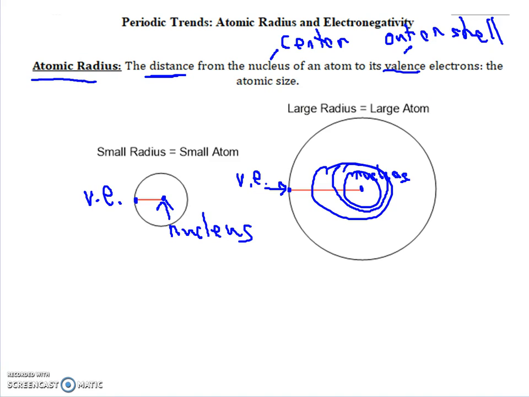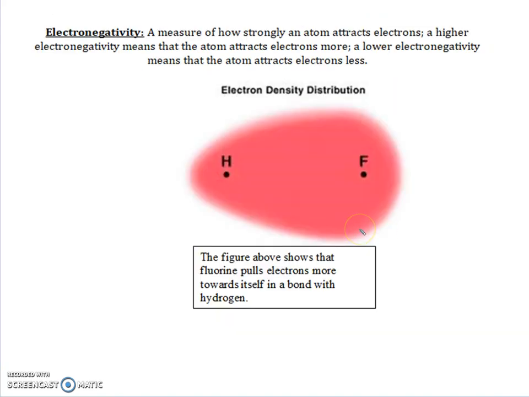What about this second word that we're supposed to be learning? Electronegativity. Well, I know electro makes me think of electron or electricity or a whole bunch of things actually. And then negativity sounds like negative. Well, I know that electrons are negative, so maybe there's a connection there. Let's read this definition. Ooh, it's a longer one. A measure of how strongly an atom attracts electrons; a higher electronegativity means that the atom attracts electrons more. A lower electronegativity means that atom attracts electrons less.